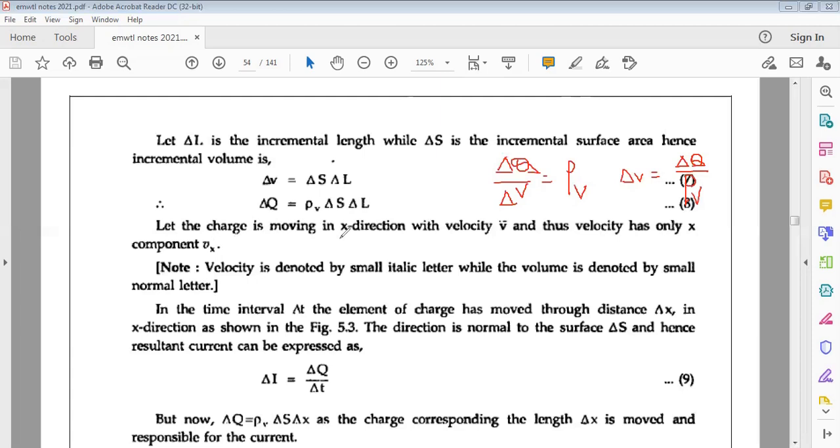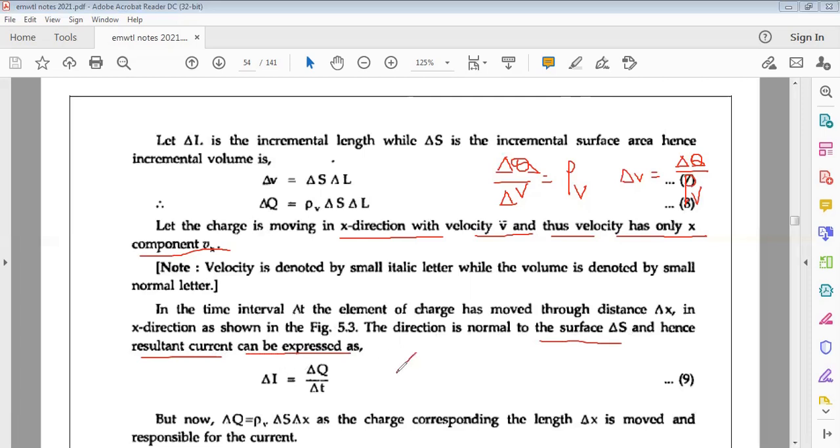Let the charge be moving in the x direction with velocity v bar, and thus the velocity has only an x component, Vx. In the time interval, the element of charge has moved through the distance delta x in the x direction. The direction is normal to the surface delta S, and hence the resultant current can be expressed as follows.